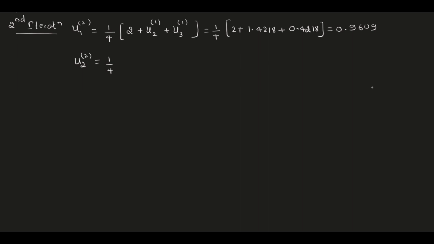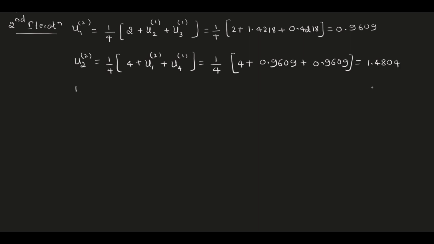Next, u2 of 2. What is the u2 of 2 formula? 1 by 4, 4 plus u1 of 2 plus u4 of 1, the previous value. You might have observed that u1 of the next iteration and u4 of the previous iteration come out the same. So u1 of 2 is 0.9609 plus u4 of 1, which is 0.9609. They just repeat.